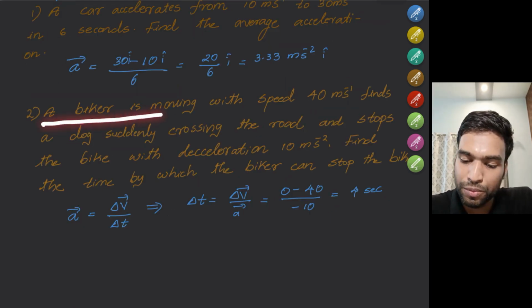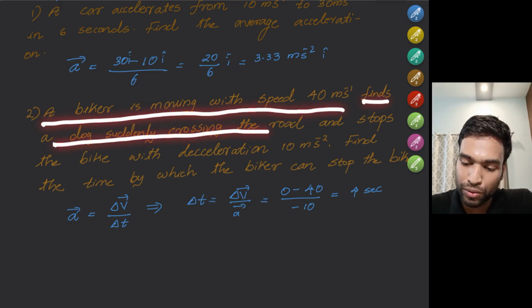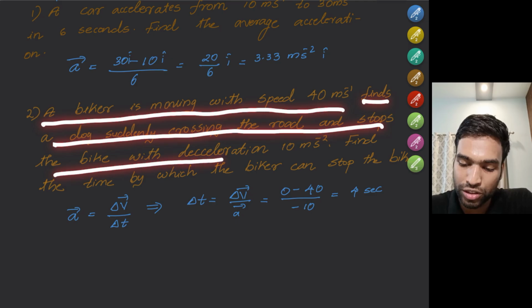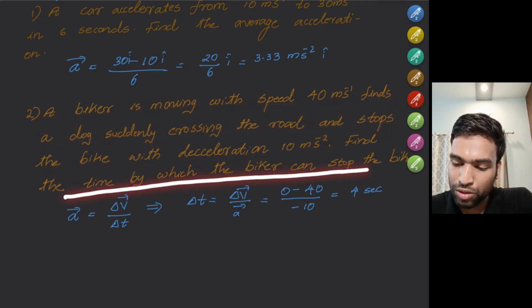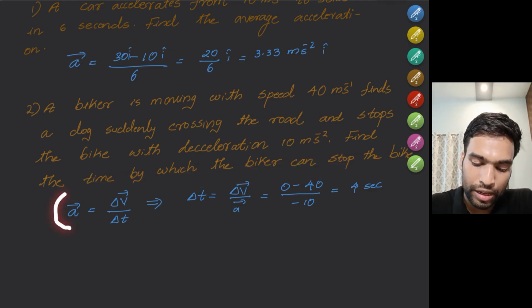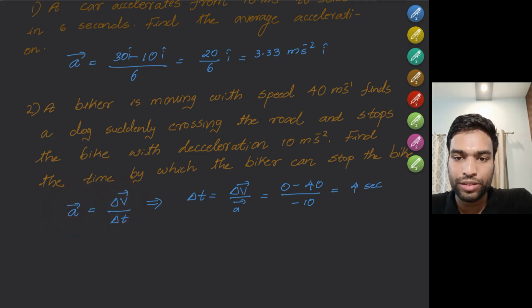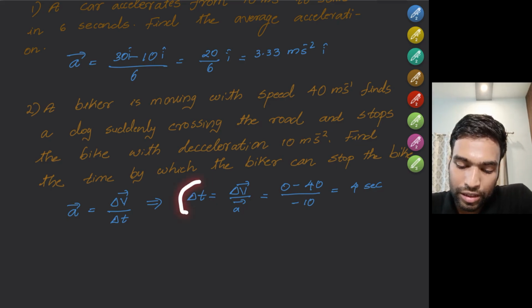Now let's focus on example number 2. A biker is moving with the speed 40 meter per second, finds a dog suddenly crossing the road and stops the bike with a deceleration 10 meter per second square. Find the time by which the biker can stop the bike. Now how to do it? See here, a is equal to delta V divided by delta T. That means average acceleration is delta V divided by delta T, which implies delta T equal to delta V divided by acceleration, right? We are just rearranging this equation.